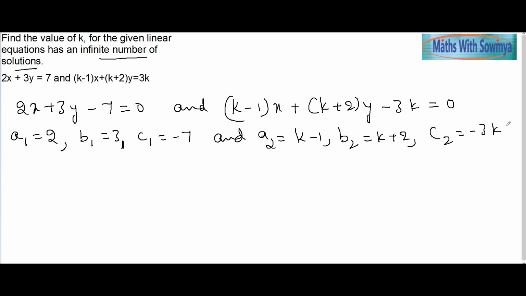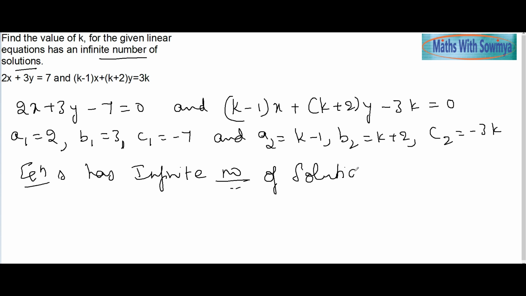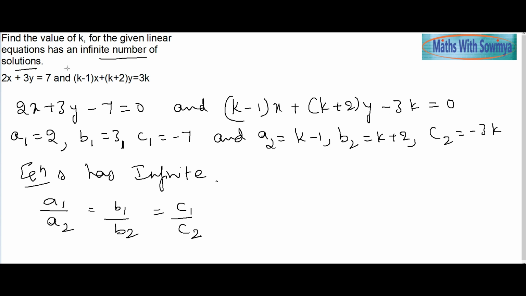We have been given that the equations have an infinite number of solutions. What is the condition for this? The condition is a1 by a2 should be equal to b1 by b2. This should be equal to c1 by c2. This is the condition. So now we can take a1 by a2. So I just clear this much.